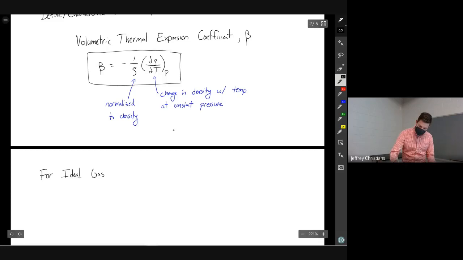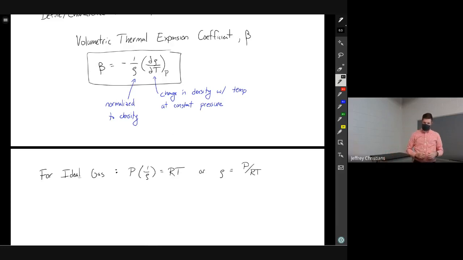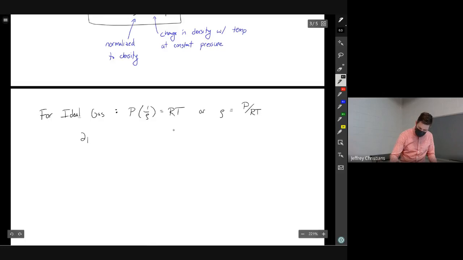We can calculate this fairly easily. Right, we would say P times 1 over density is R times temperature, or that the density is equal to the pressure over RT. So we can calculate from the ideal gas law, d density dT at constant pressure is the temperature derivative of P over RT.